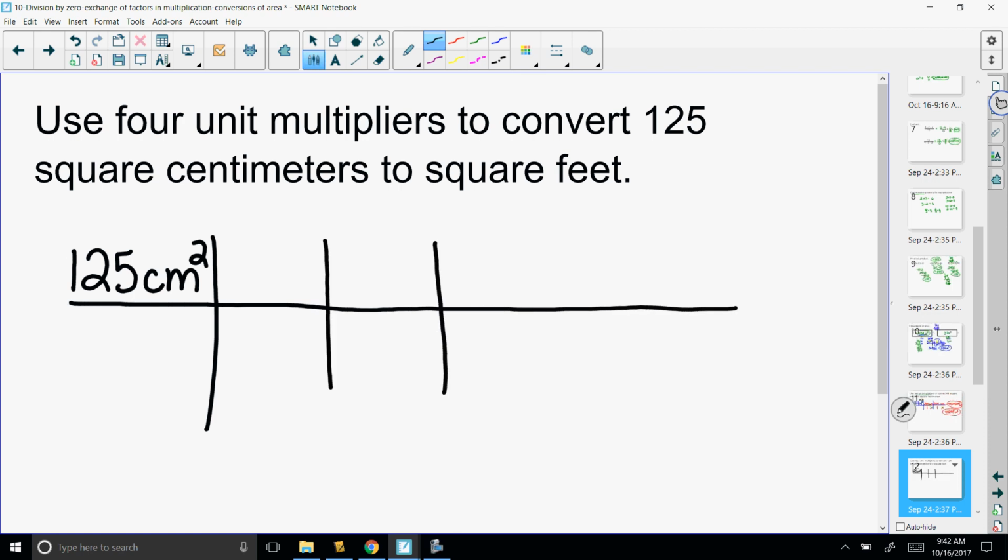1, 2, 3, 4. Talked to Dustin Rankin this weekend on Friday night. He's 6 months away from becoming a veterinarian. And he said, unit multipliers, let me tell you, railroad tracks have come in handy.